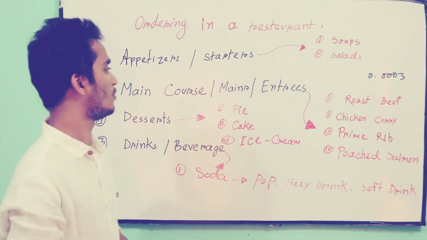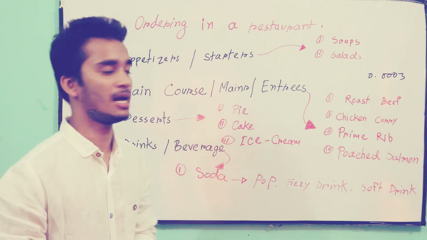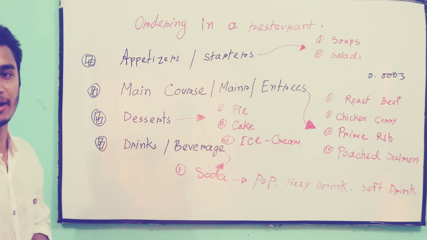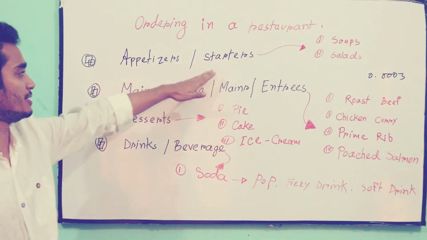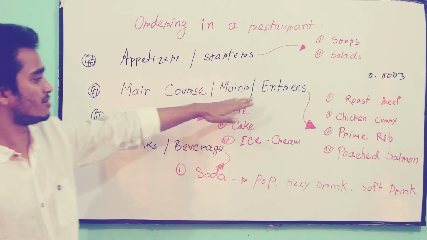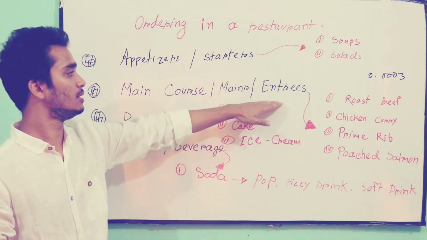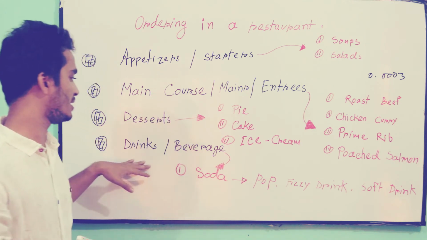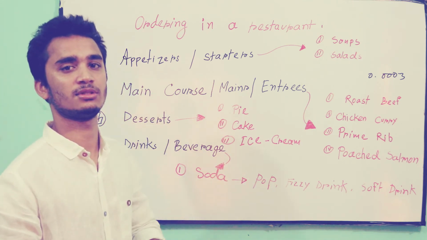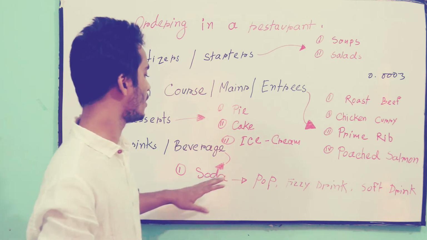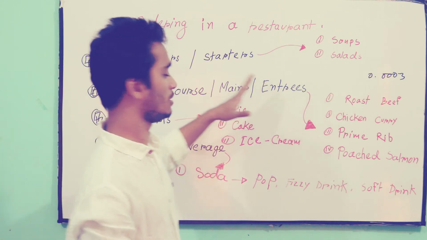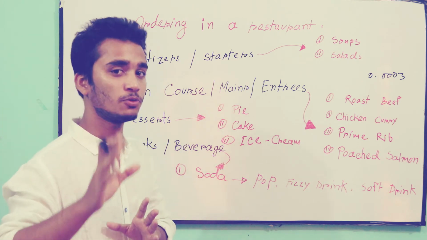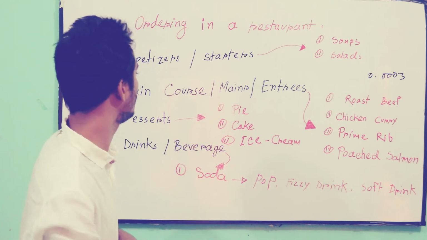So this was today's topic, and this is the chart for ordering in the restaurant: appetizers, oysters, main course or entrees or mains. These are actually the meal, followed by sweets and drinks or beverages. These are the restaurant menus, and you can also ask the waiters which specific type of item you want to buy.